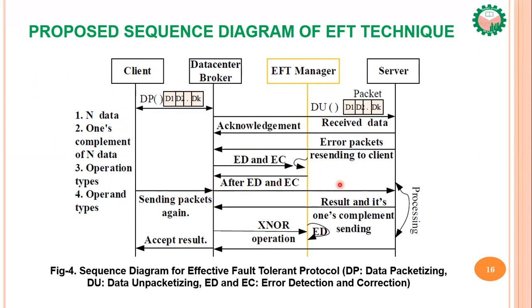There are three operations: binary, vector, or matrix operation. After completing the result and its one's complement, the error detection manager helps to detect any error in the result and its one's complement. The error detection mechanism tries to find any errors in the data and its one's complement. If any errors are found, then re-execute the result and resend the data again to the broker. The broker sends the result to the client. The client accepts the result.